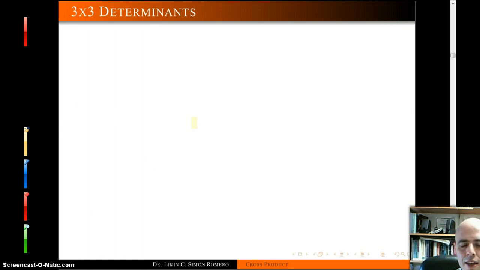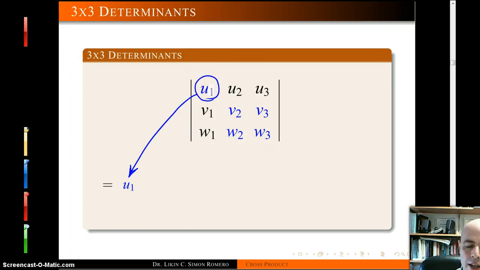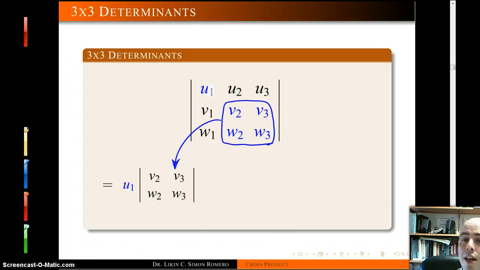A 3x3 determinant is actually the one that is going to be useful for us. But in order to understand the 3x3 determinant, you need to understand the 2x2 determinant. So how do we compute the 3x3 determinant? By definition, it's going to be as follows. You take the number in the first row, first column, and place it there. Then you erase all the numbers that are in the same row or column as it. The numbers that are left behind, you take the determinant of those and multiply it by U1.